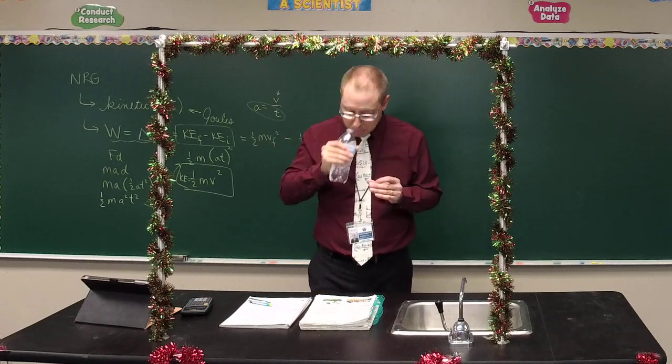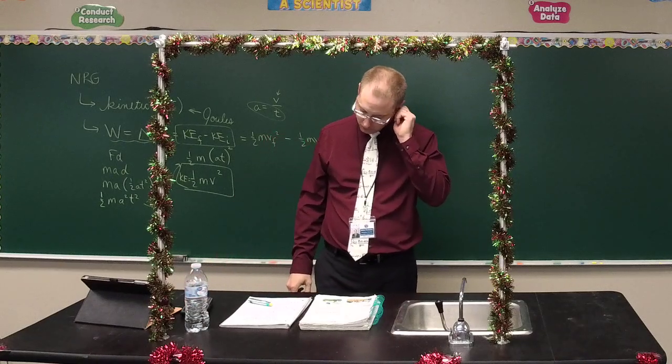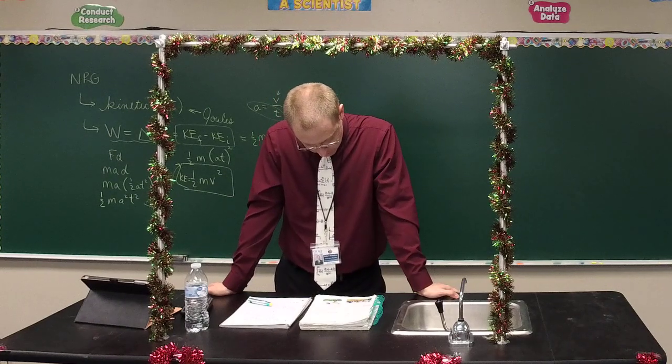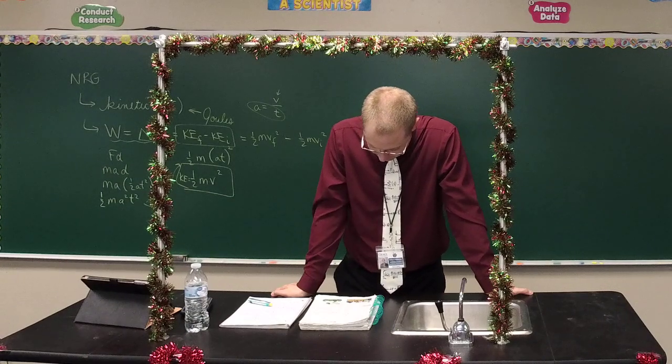A bullet with a mass of 10 grams is moving at a speed of 1.0 times 10 to the third meters per second. A ball with a mass of 4 times 10 to the second kilograms is charging at a speed of 5 meters per second. Which has the greater kinetic energy?